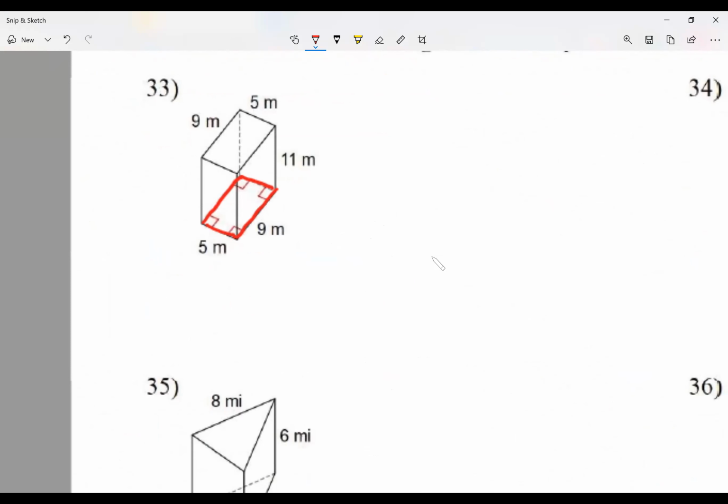And I remember for prisms and cylinders, the volume is going to be the area of the base times the height. The base looks like a square, like a rectangle. It's a 5 by 9 rectangle. So I'm going to say, all right, that base is 45. We know how to get the area of a rectangle. The height is a number that has nothing to do with our base. In this case, 11. I'm just going to go 45 times 11. In this case, it's 495.